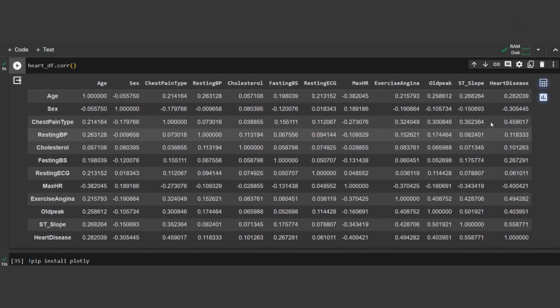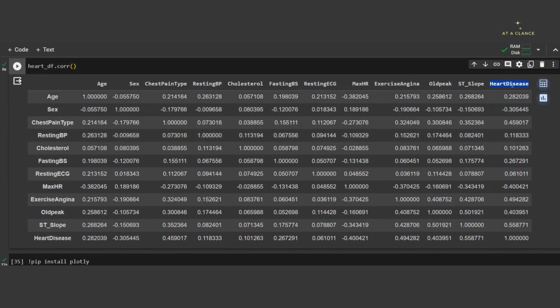You can see over here that the heart disease column has these many values, which say the correlation of age, and so on. The first value says the correlation of the age column with the heart disease column. It says that it is positively correlated, but it has only a slight positive correlation because it is near 0. 0.28 is near 0, which is lesser than 0.5. So now these values might be confusing, so let's see all these values visually.